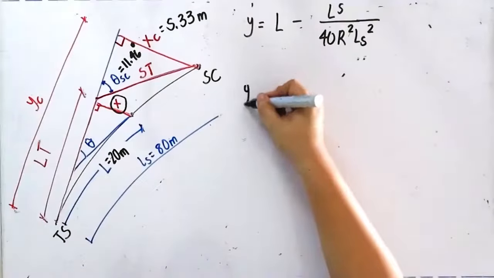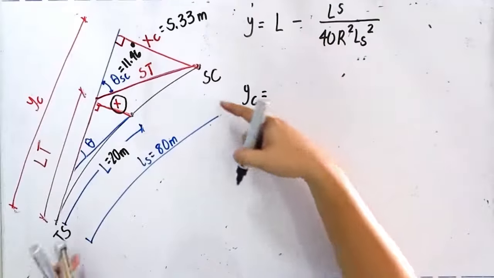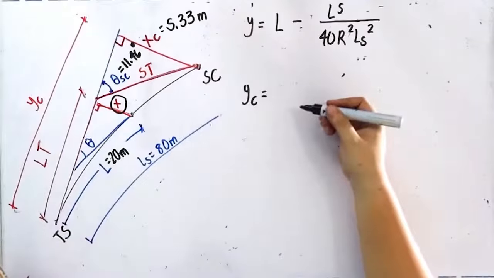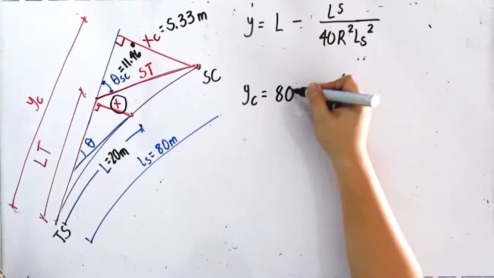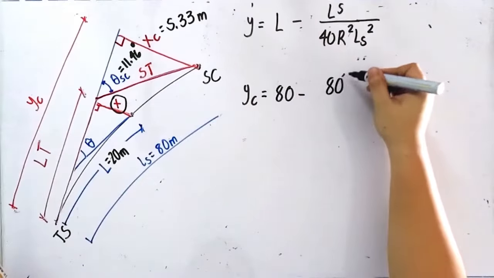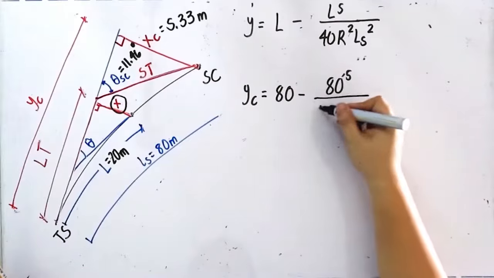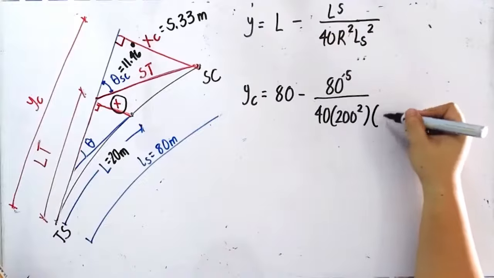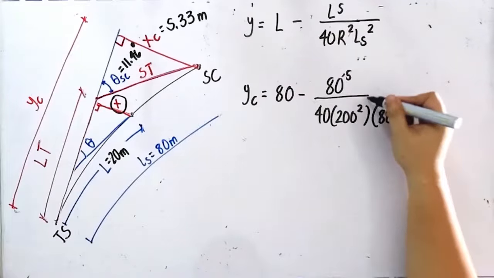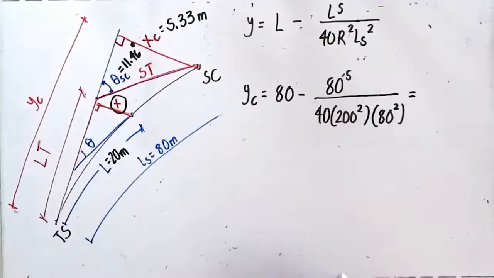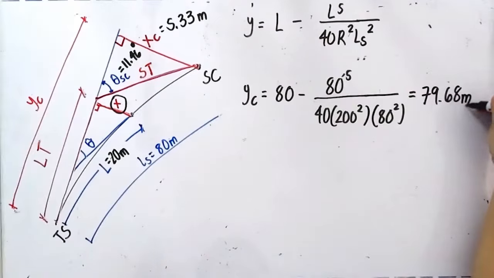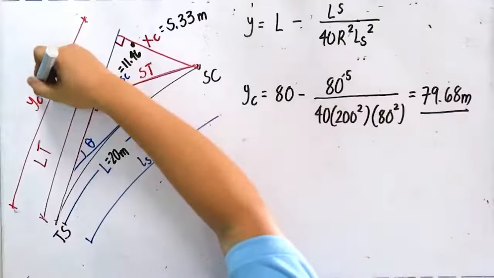Let us try to get the y at C. L, of course, since we're going to get the value of y up to the full length of the spiral, would be 80 minus 80 raised to 5 over 40 times 200 squared times 80 squared. So definitely the value of y is equal to 79.68 meters.